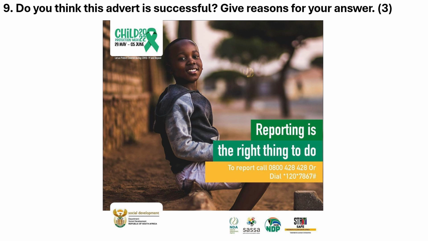Alternatively, you could argue that the advert is successful because the boy looks vulnerable outside on his own, and this therefore encourages the reader to report anything that might endanger him, which makes the reader feel sympathetic towards the boy, for 1 mark. And because the advertisement appeals to the reader's desire to behave in a moral way and do the right thing with the emotive headline, "Reporting is the right thing to do," for 1 mark.